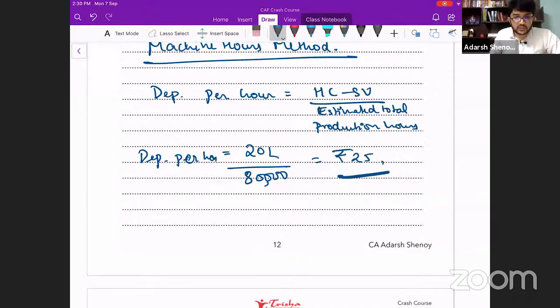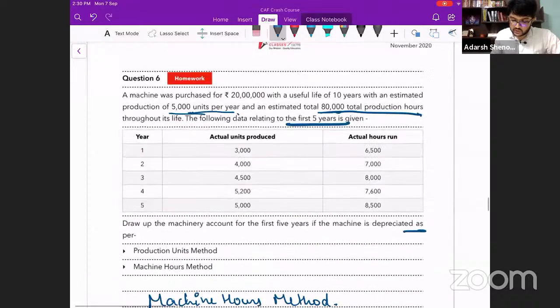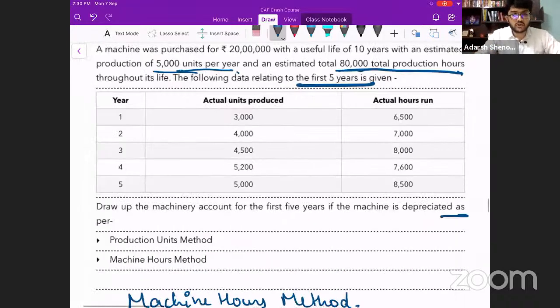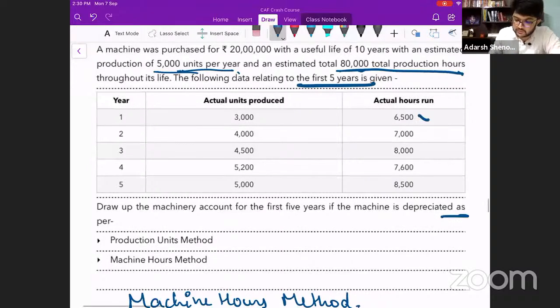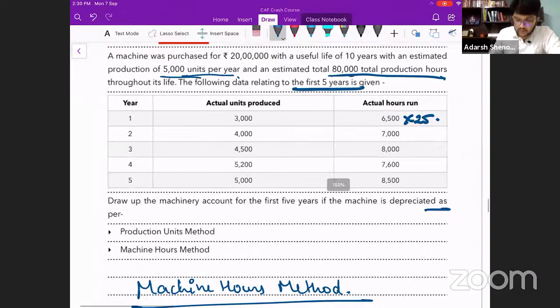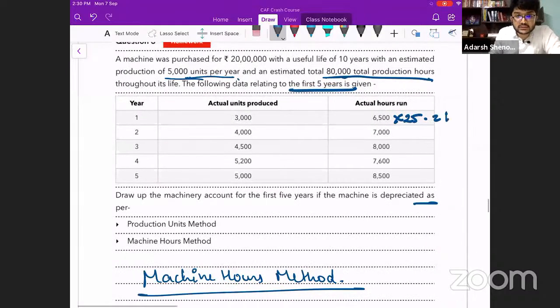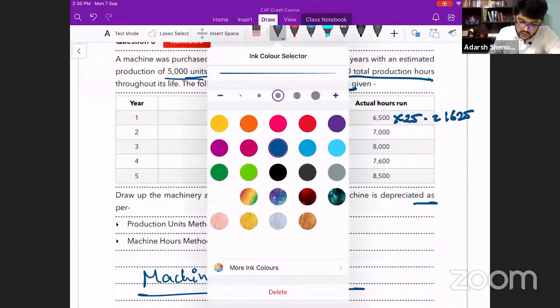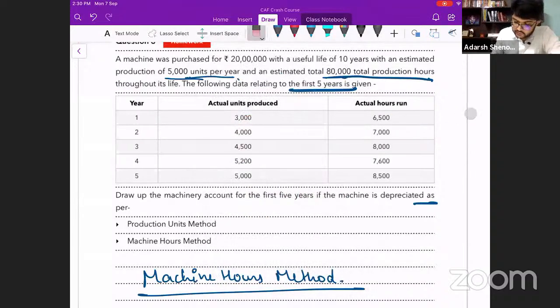Now, can you tell me the amount of depreciation for each year? This you can do, right? I'm not going to draw up the account. In the machinery account, you have to write to bank account first, 20 lakh rupees. Every year you have to charge depreciation. How much is the depreciation for the first year? Into 25, 1,62,500. Is that correct?